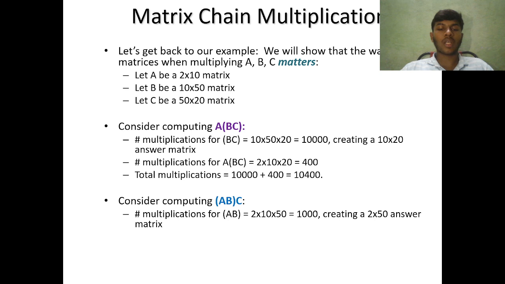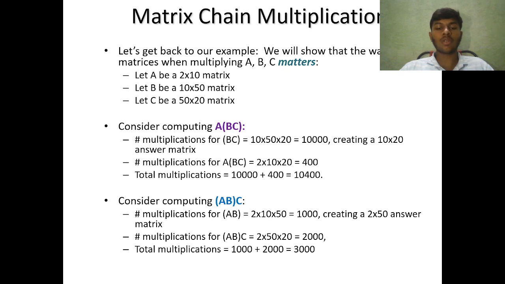Consider computing AB first, and then multiplying the result with C. Multiplications for AB is 2 into 10 into 50, that is 1000, creating a 2 by 50 answer matrix. Multiplications for AB times C is 2 into 50 into 20, that is 2000. Total multiplication is 1000 plus 2000, that is 3000.